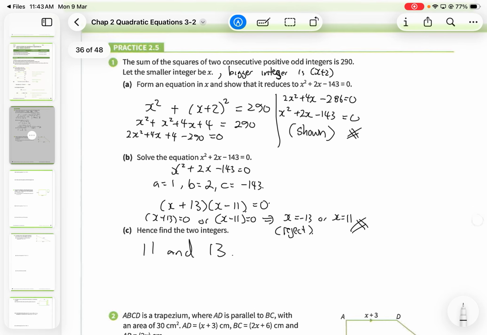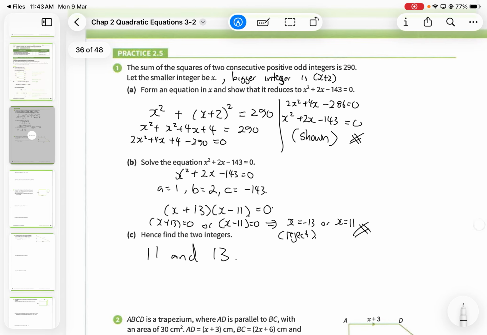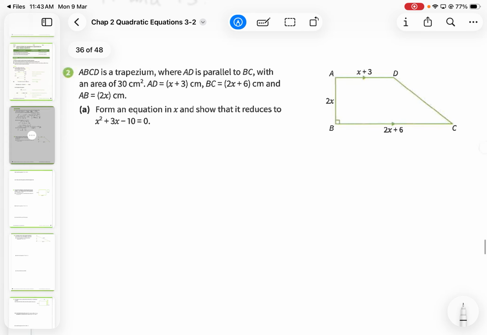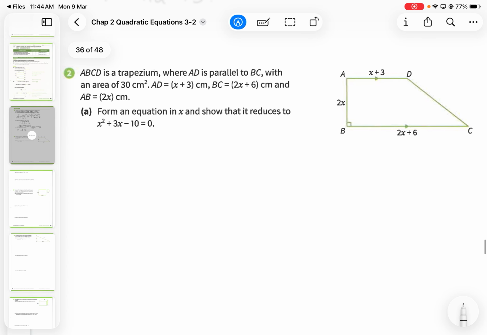Okay, follow? Okay, so we are trying to put English words into equation. Okay, let us look at question 2 together also.